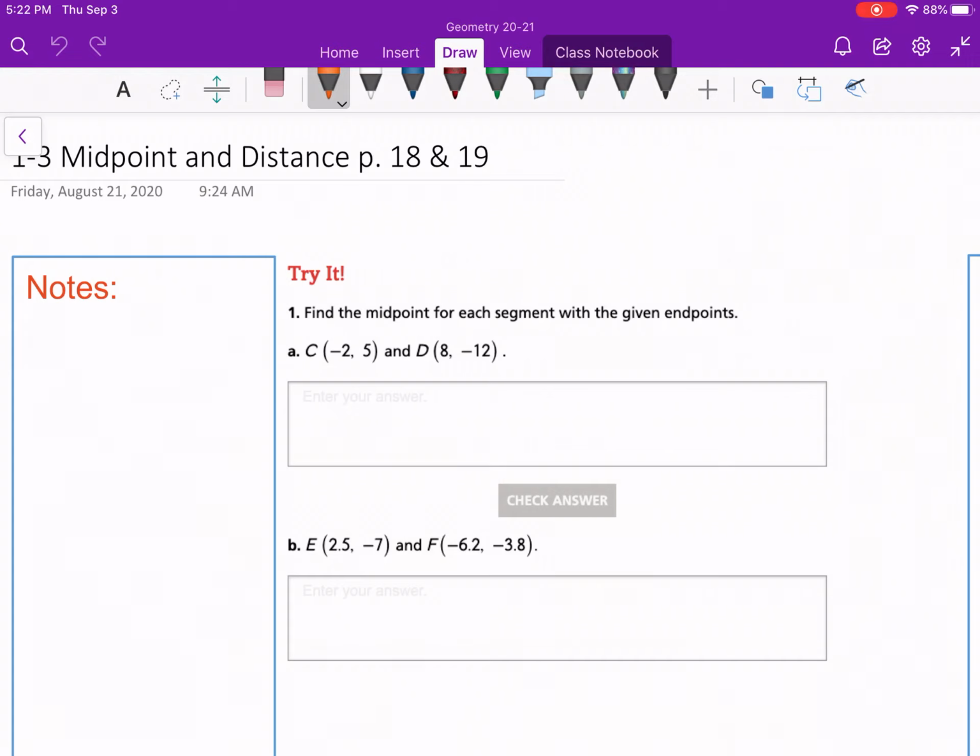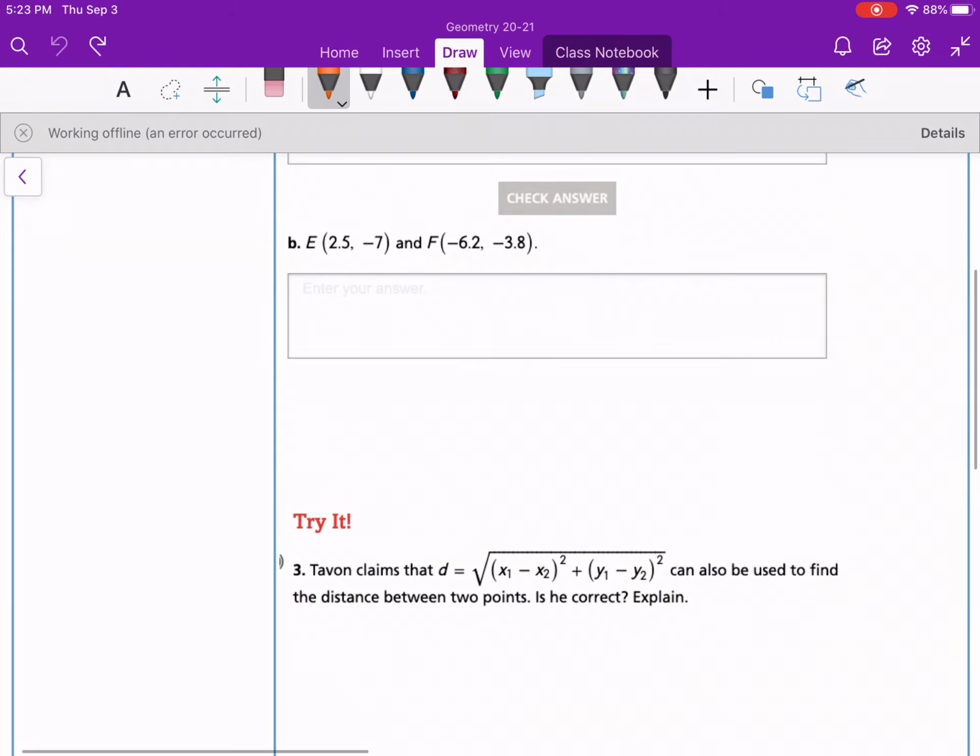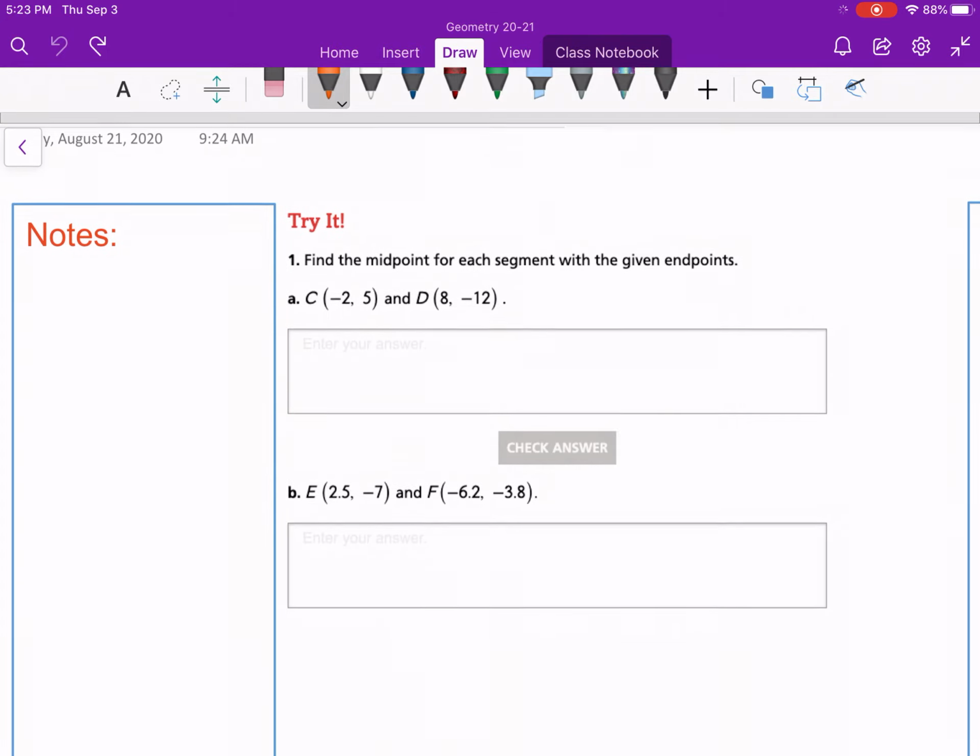We are going to get started on 1.3, which is the midpoint and distance formula. Two of my favorite things to learn about. If you have picked up your workbook, or if you're completing this after Wednesday and you have your workbook, you can follow along with me on pages 18 and 19. We might jump around. Yeah, we're definitely gonna jump around in this one.